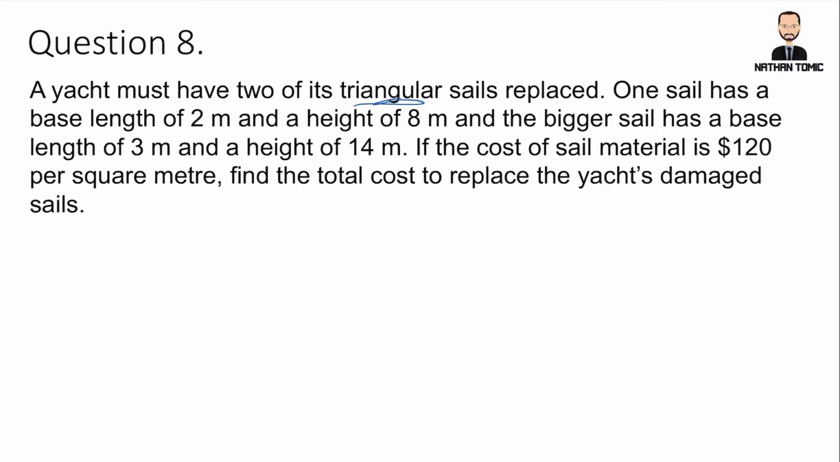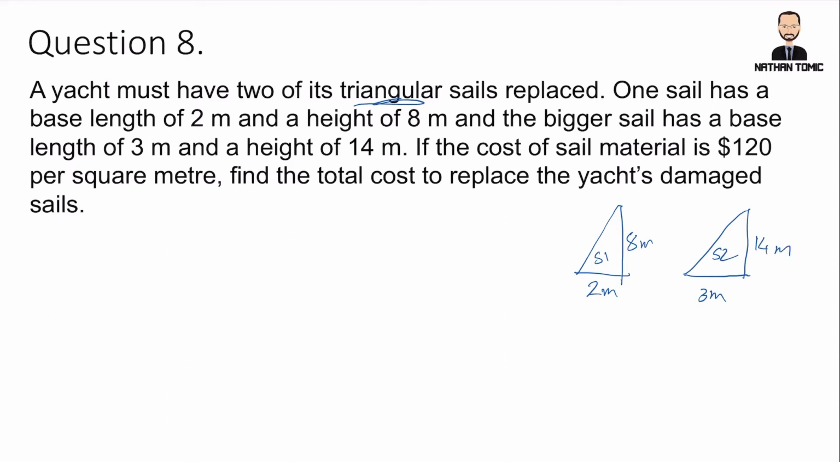So we've got two triangular sails, so we're going to have two triangles. I'm just going to draw two basic triangles, nothing special about them. I do want right angled triangles though. And if you think about sails, you probably realize that's sort of the shape that they're talking about. So the first one has a base of 2 meters and a height of 8 meters. Let's call this one S1 for sail 1. So this will be sail 2. This sail, the bigger one, has a base of 3 meters and a height of 14 meters.